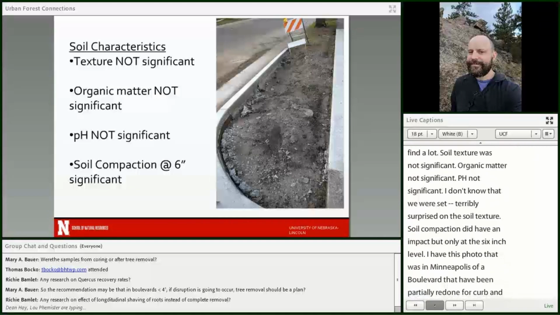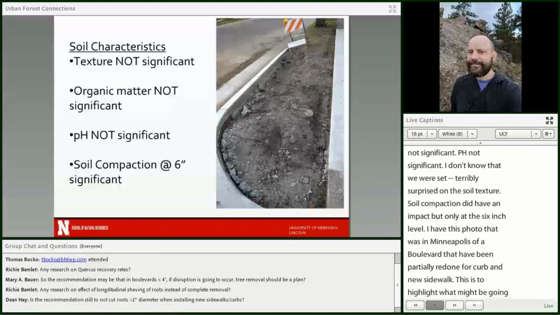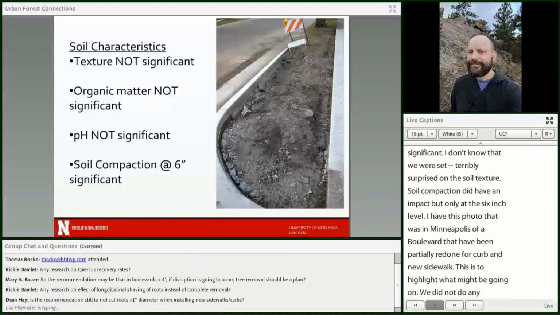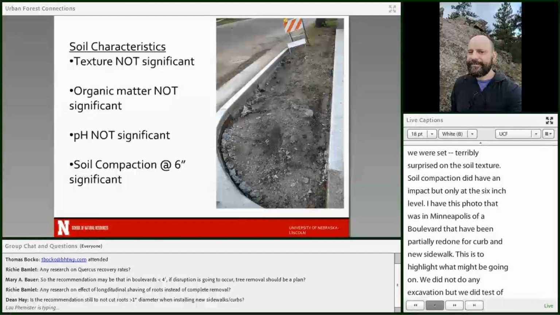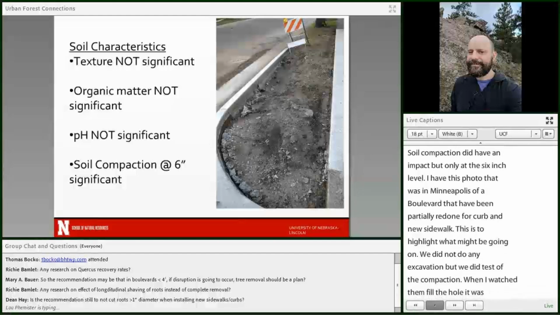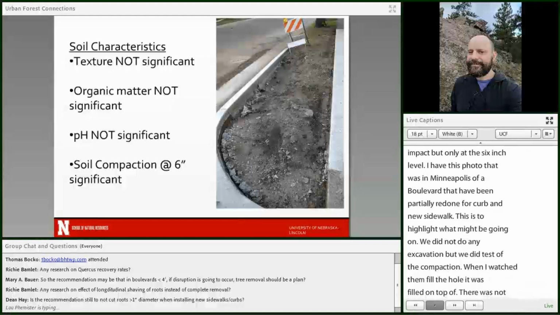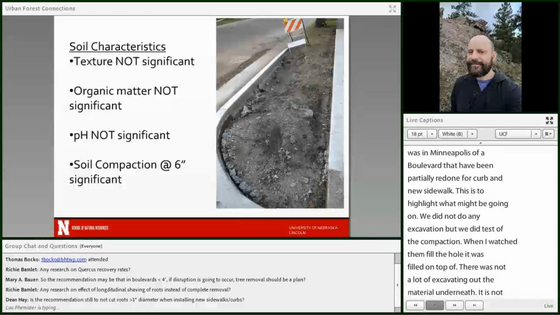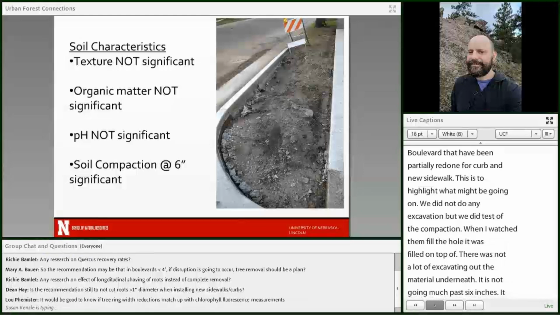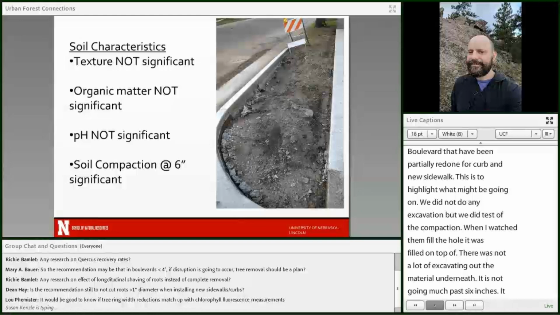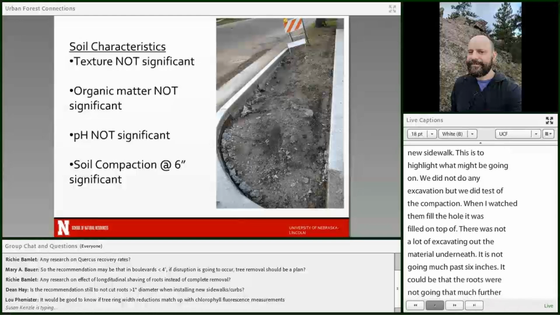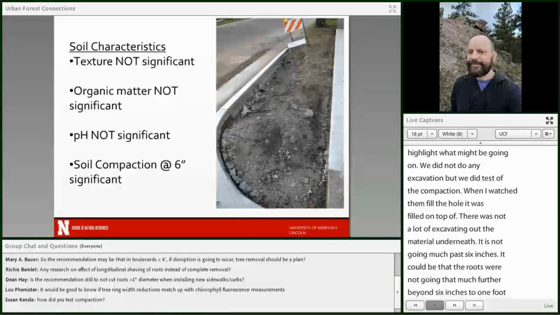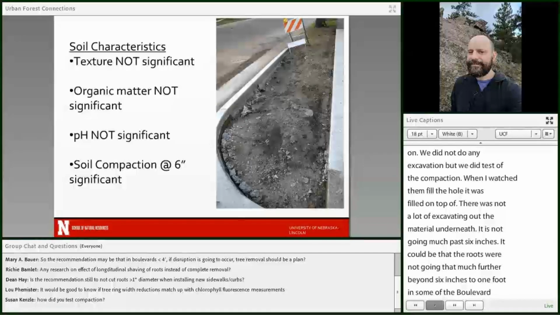Now, we didn't do any excavation of the soil. We just did tests of the soil compaction. But you can see that when I watched them refill this hole, it was filled on top of. There wasn't a lot of excavating out this material that was underneath, so it's not going much past 6 inches here. And from what we saw from a lot of the root plates, the roots weren't going really that much further beyond 6 inches to a foot in some of these boulevard spaces, so you'd see this pretty flat root system. So severance of that flat system is kind of making that three-legged stool even flatter. So very interesting.